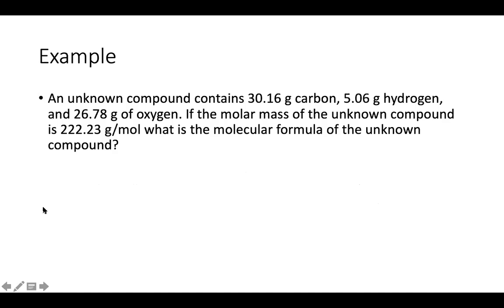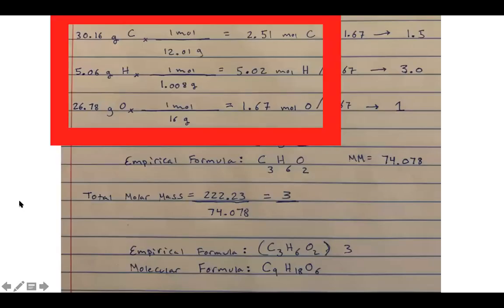Okay, so again, I think this is an example I gave a couple SIs ago. You're told that an unknown compound has 30.16 grams carbon, 5.06 grams hydrogen, and 26.78 grams of oxygen. You're also told that it has a molar mass of about 222 grams per mole, and you're asked for the molecular formula. In red right now is our first step. We first need every atom in terms of how many grams we have of each of them, which was actually given to us. So we were told we had about 30 grams of carbon, 5 grams of hydrogen, and 26.78 grams of oxygen. So I first wrote that.